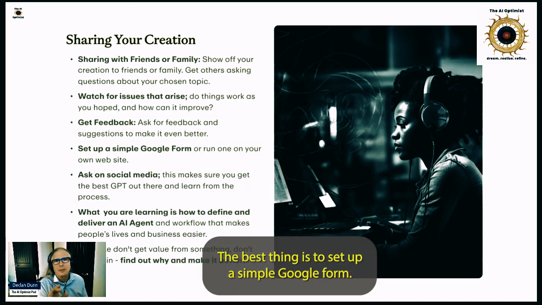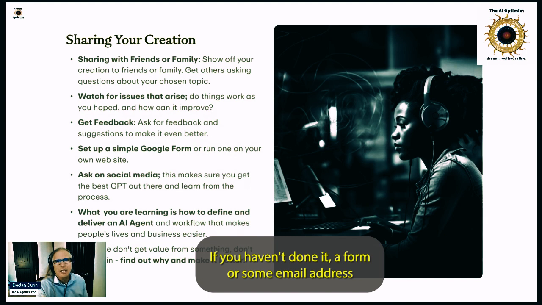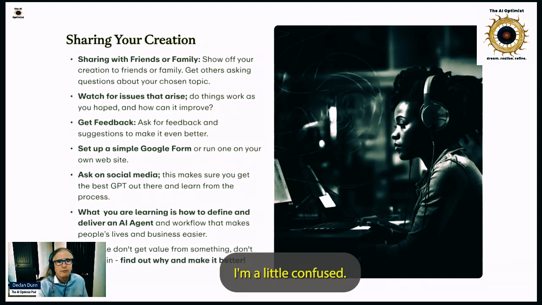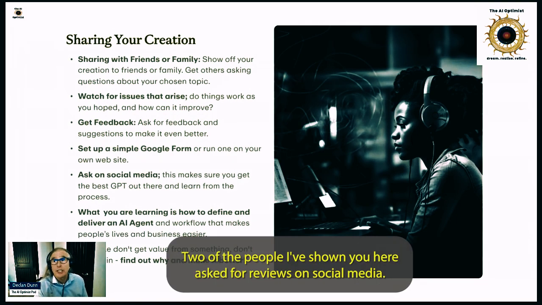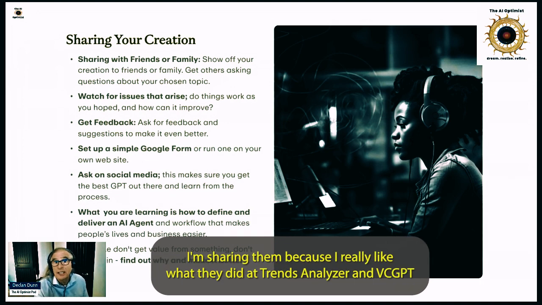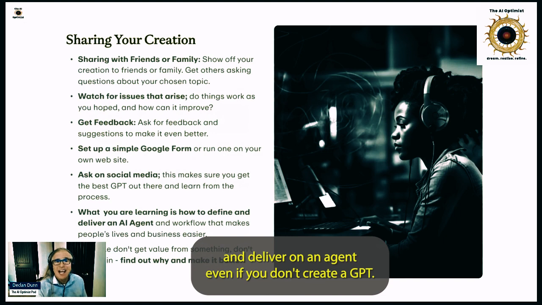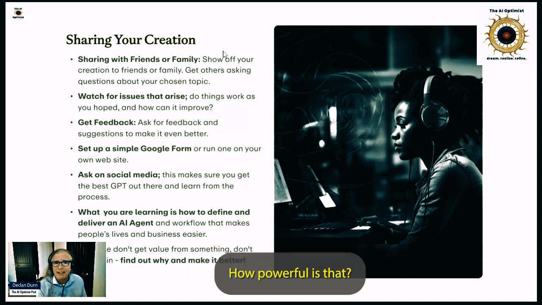The best thing is to set up a simple Google form if you haven't done it, a form or some email address where people can actually say, this worked, this didn't, I'm a little confused. Ask on social media. Two of the people I've shown you here asked for reviews on social media. I'm sharing them because I really like what they did at Trends Analyzer and VCGPT. So what you're learning is how to define and deliver on an AI agent. Even if you don't create a GPT, how powerful is that?